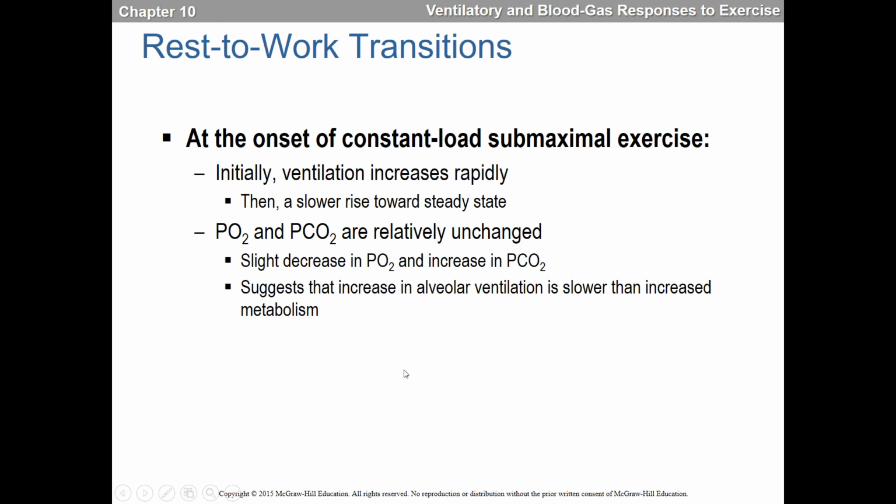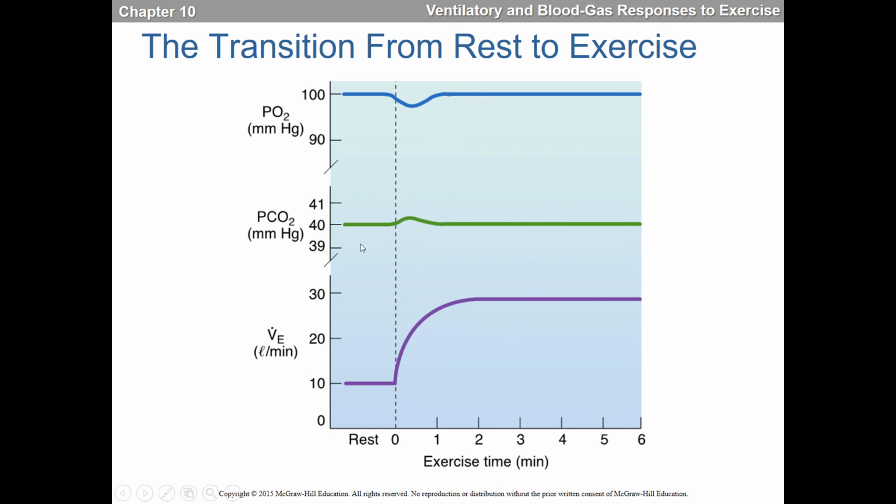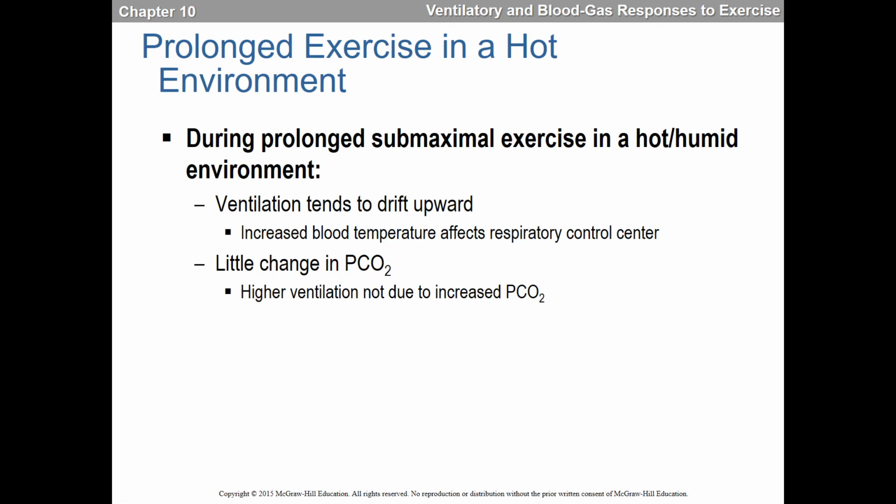Right here, this overall suggests that the increase in alveolar ventilation is slower than increased metabolism in many ways. So here, if we just pay attention to PO2, it's going to stay relatively the same. Now at max exercise, it's probably going to drop quite a bit, and CO2 is probably going to go up. But overall, ventilation is going to go up a lot, and O2 and CO2 are really not going to change very much.